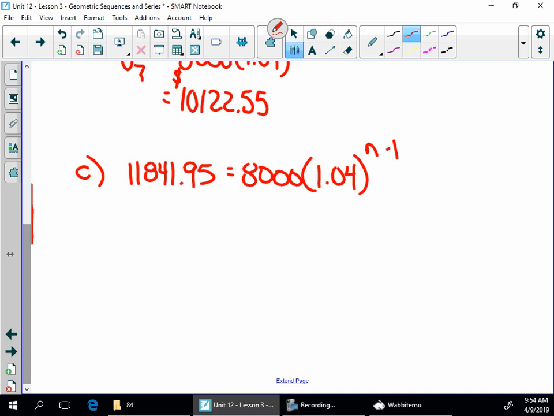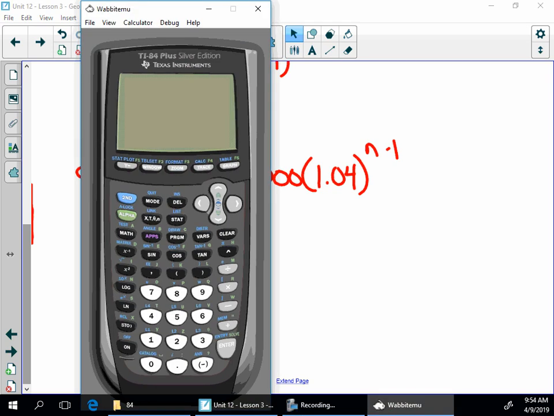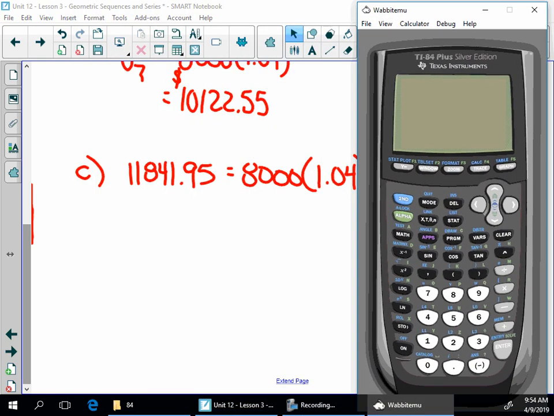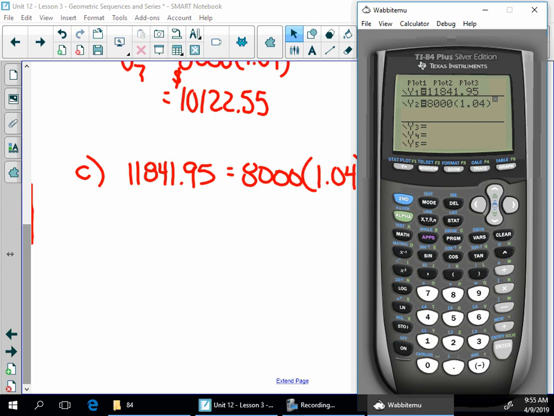Okay, so this looks like the last question. So I showed you how to do it with logs. If you want to use logs, totally fine. I'm not going to make my bases the same because I have decimals, and decimals are tricky. So here's a chance to try the graphing calculator out. Graphing calculator, how does this stuff work again? Well, once we turn it on, we're going to go into our y equals screen. We're going to type in our first number, 11,841.95. My second equation is 8,000, bracket 1.04 to the power of, we don't have n, so we'll use x minus 1.